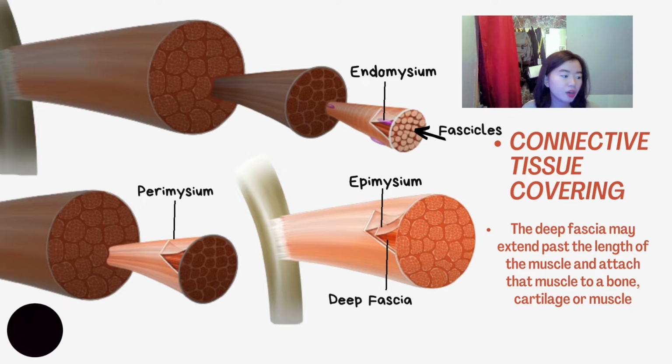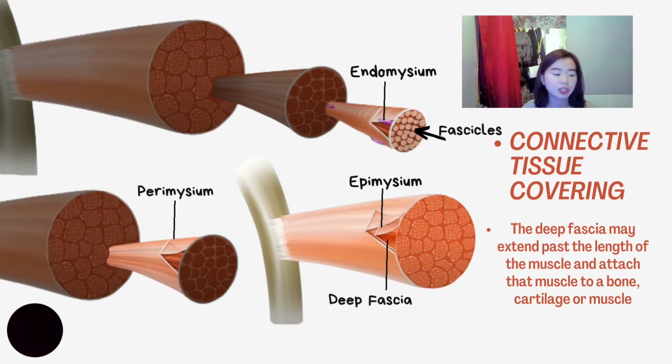For the structure of a skeletal muscle, we have the connective tissue coverings. Each muscle fiber of the skeletal muscle is wrapped in a thin, delicate layer of connective tissue called endomysium. Many muscle fibers are bundled together into groups called fascicles. As you can see in our presentation, there are the endomysium and the fascicles. Each fascicle is wrapped in a second layer of connective tissue made of collagen called perimysium. Many fascicles are bundled together to form a skeletal muscle.